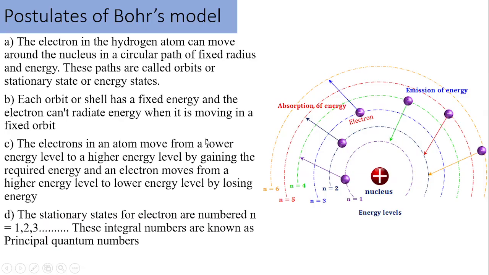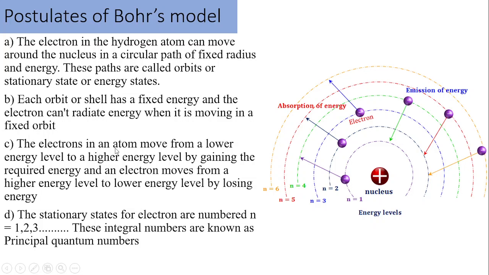Okay, and the second point is each orbit or shell has a fixed energy and the electron cannot radiate energy when it is moving in a fixed orbit. So I already told you that there are some fixed orbits, and the energy and radius of these orbits are fixed, and when the electron is moving in such an energy orbit, it cannot radiate or absorb energy.